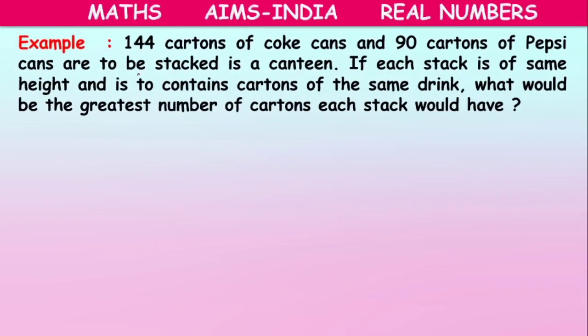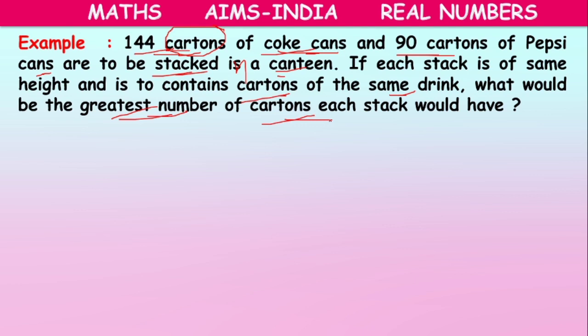So here, let's see one more question. We can solve real life problems also with the help of the algorithm. 144 cartons, meaning boxes or packs. 144 cartons of Coke cans and 90 cartons of Pepsi cans are to be stacked, meaning arranged, in a canteen. If each stack is of the same height and contains cartons of the same drink, what would be the greatest number of cartons each stack would have?